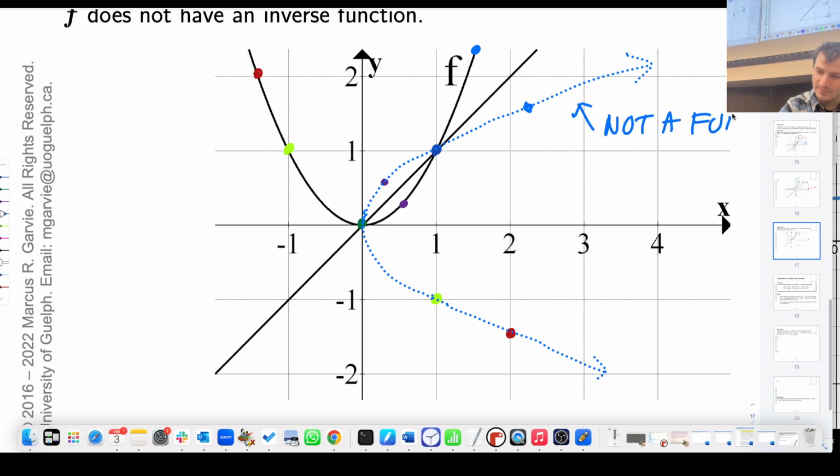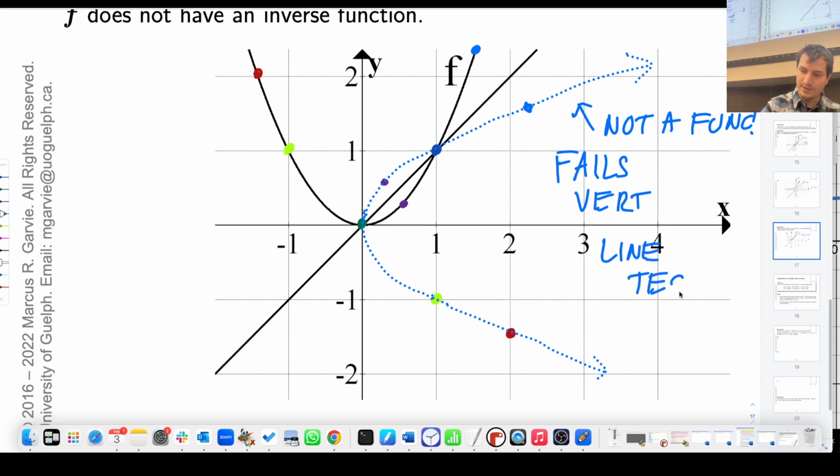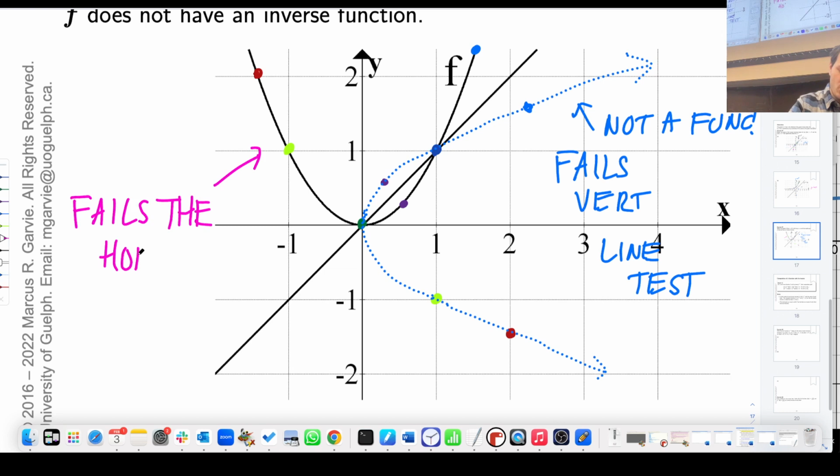Not a function. Why is it not a function? It fails the vertical line test. So in fact, these points that I've drawn have the same x value but two y values, so it fails the vertical line test. And why does it fail the vertical line test? Well, it's actually because the original function fails the horizontal line test, right? The horizontal lines and the vertical lines have traded places.